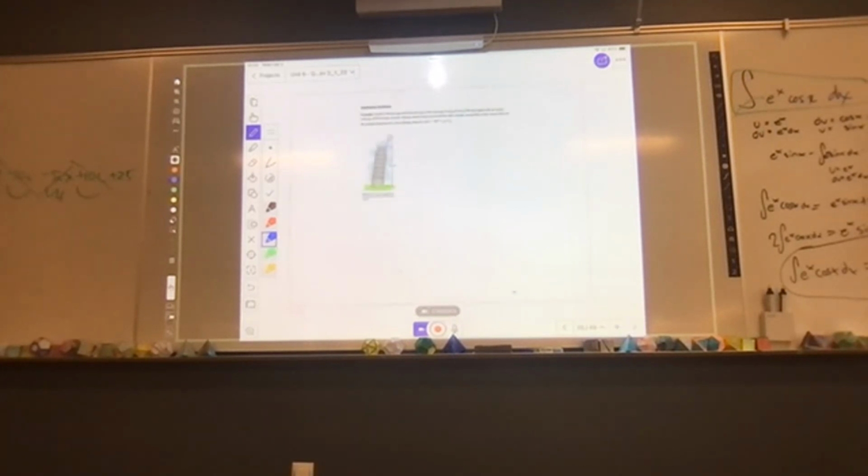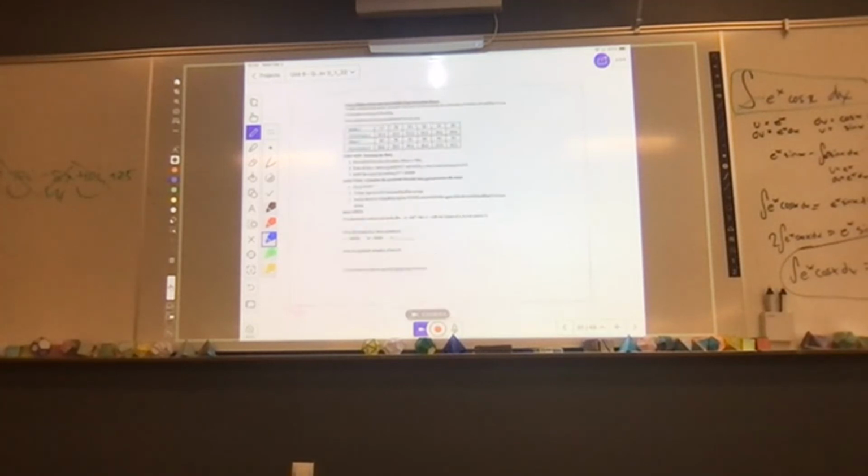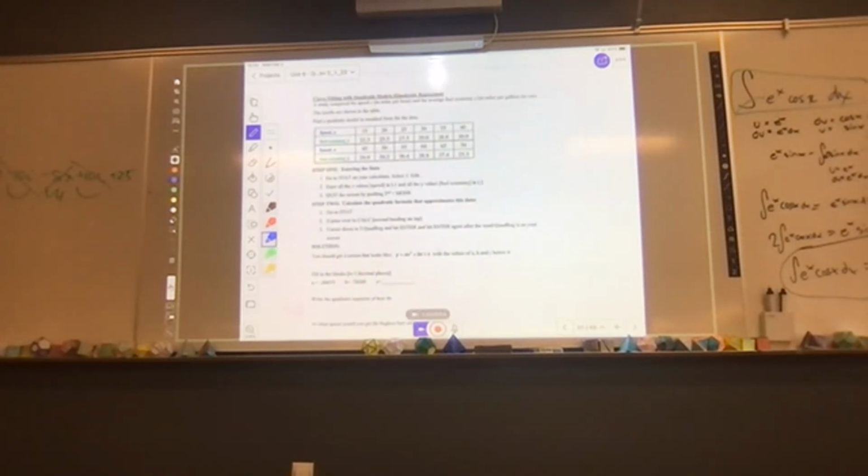So shall we move on to quadratic regression? Well, I don't get that. Well, then you won't get that bonus. All right, get your calculators out. Let's see how much you remember from linear regression.